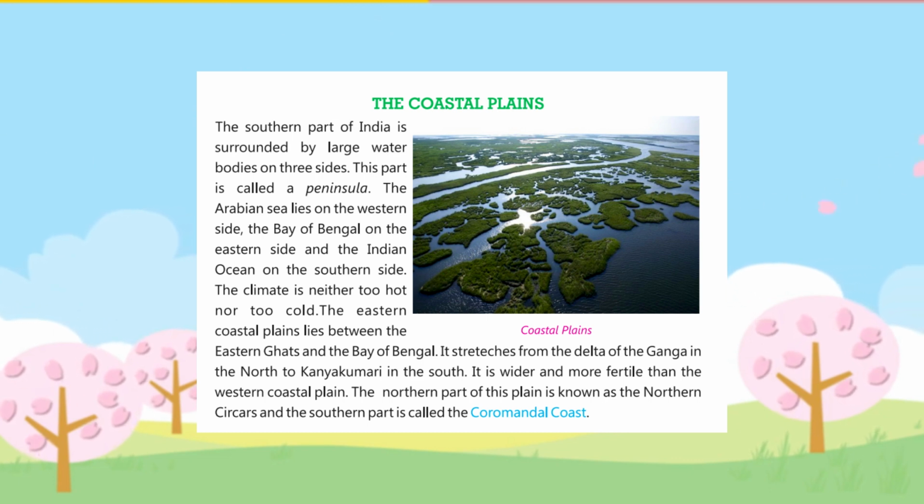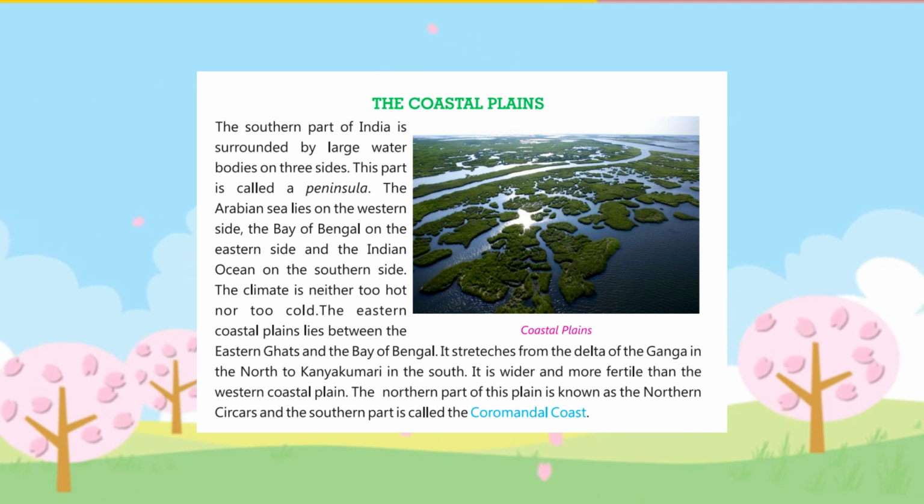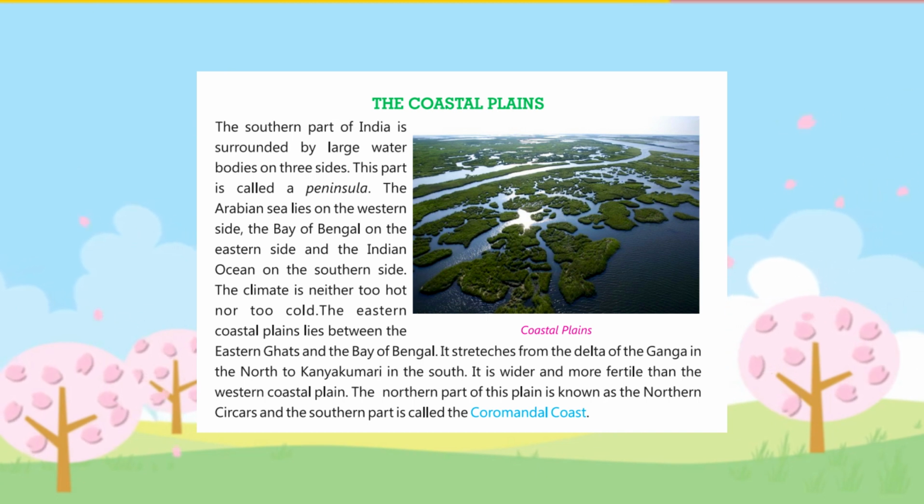The eastern coastal plains lie between the Eastern Ghats and the Bay of Bengal. It stretches from the delta of the Ganga in the north to Kanyakumari in the south. It is wider and more fertile than the western coastal plain. The northern part of this plain is known as the Northern Circars, and the southern part is called the Coromandel Coast.